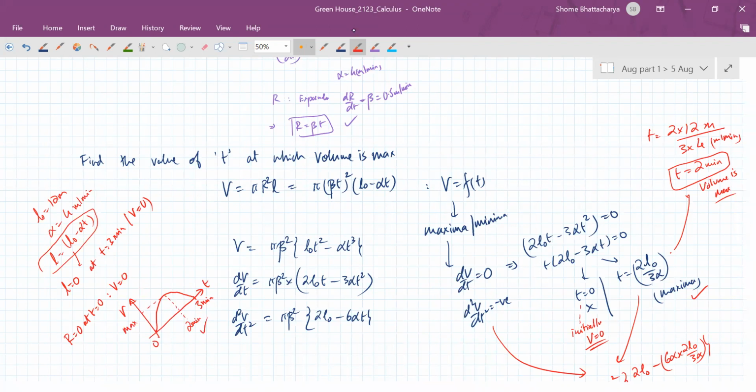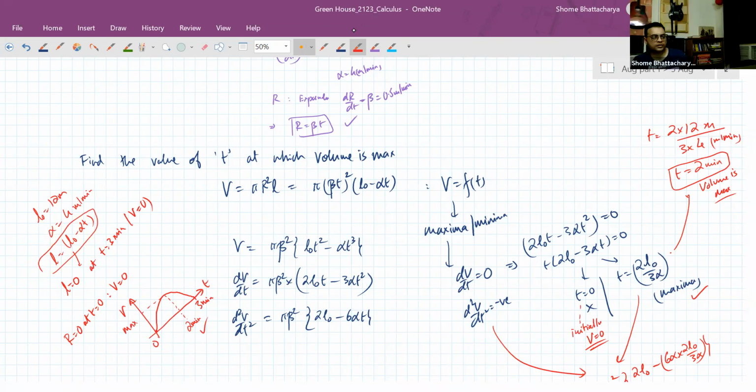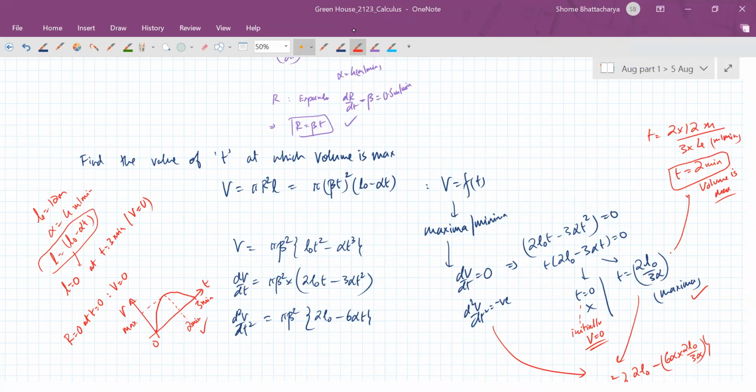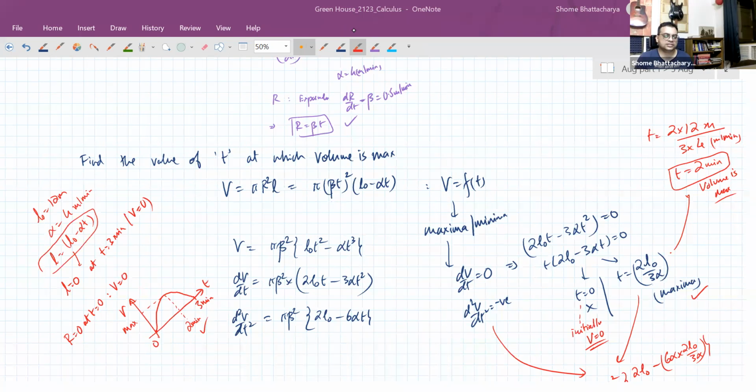Okay, so hope this is clear, people. Yes, sir. Okay, very good. So as I said, the solving was easy. The difficult thing in this question was to figure out how you'll express the function and all that.